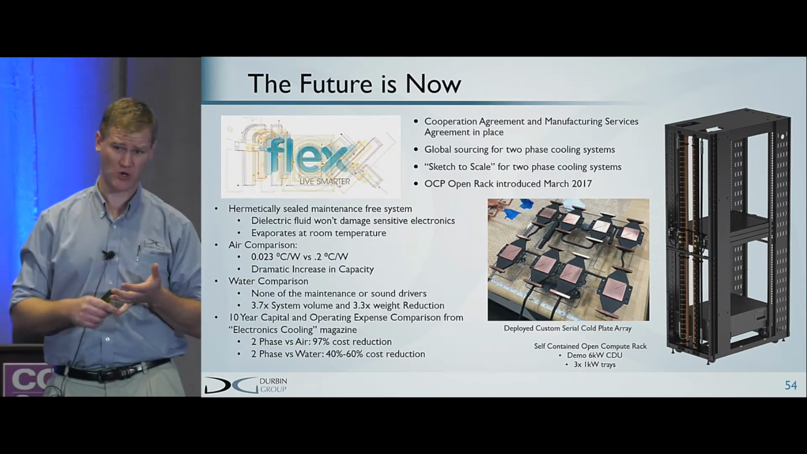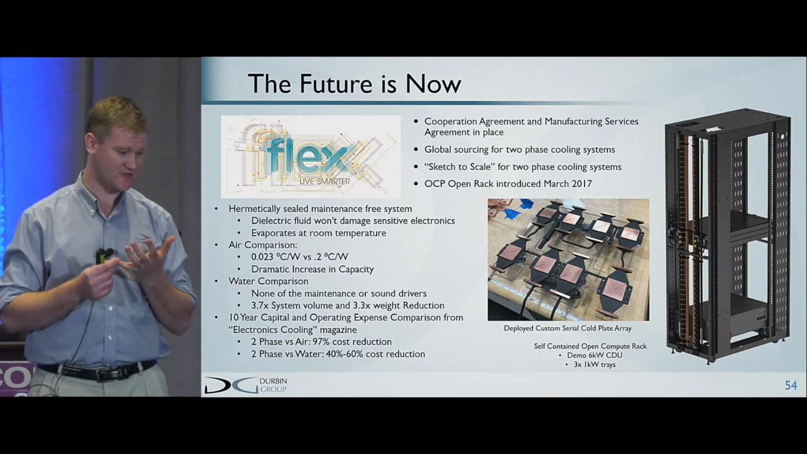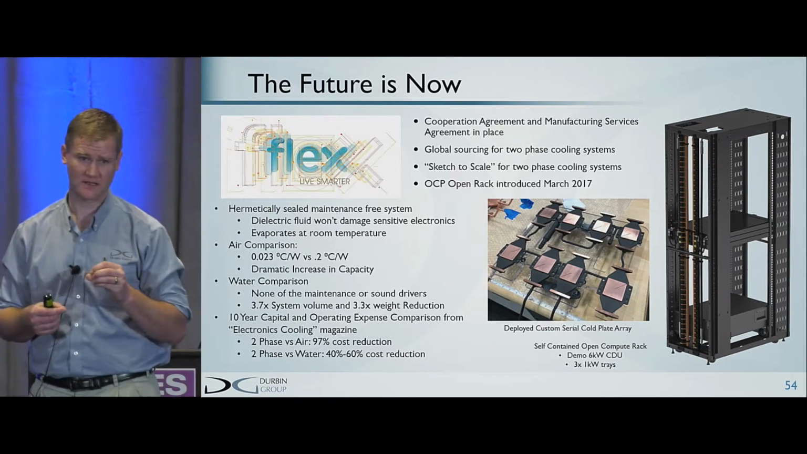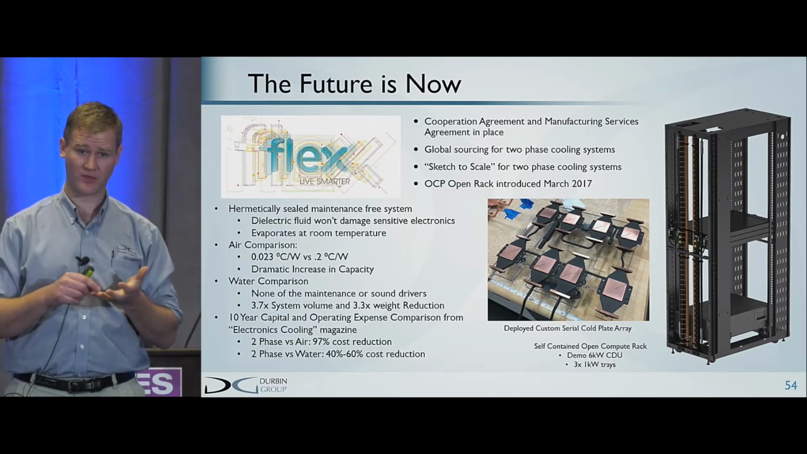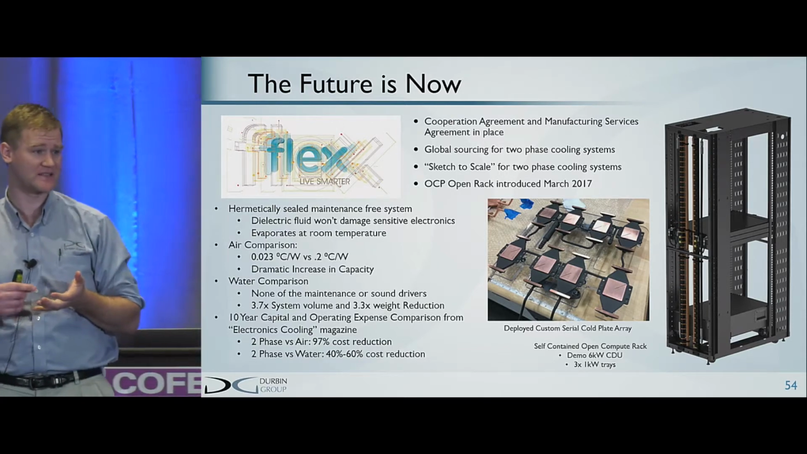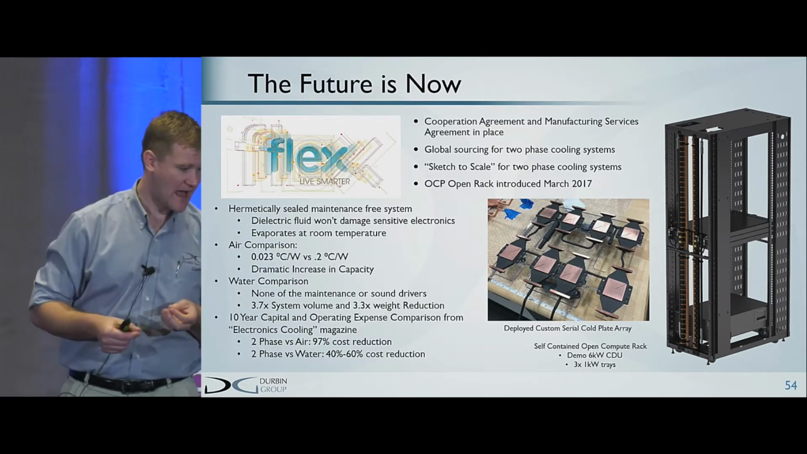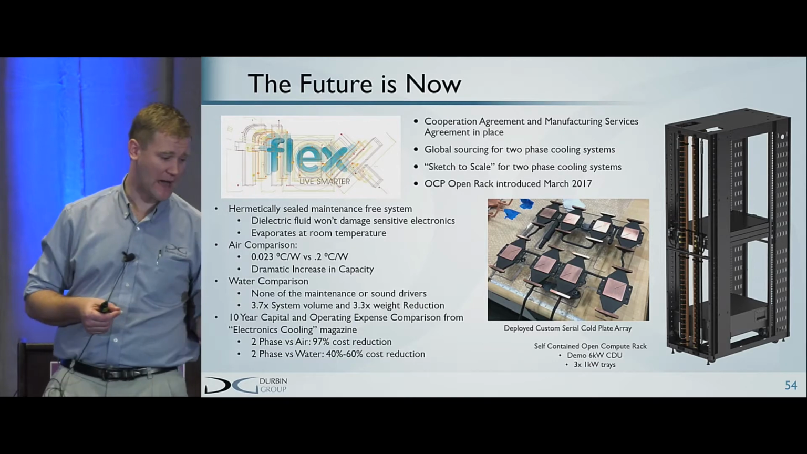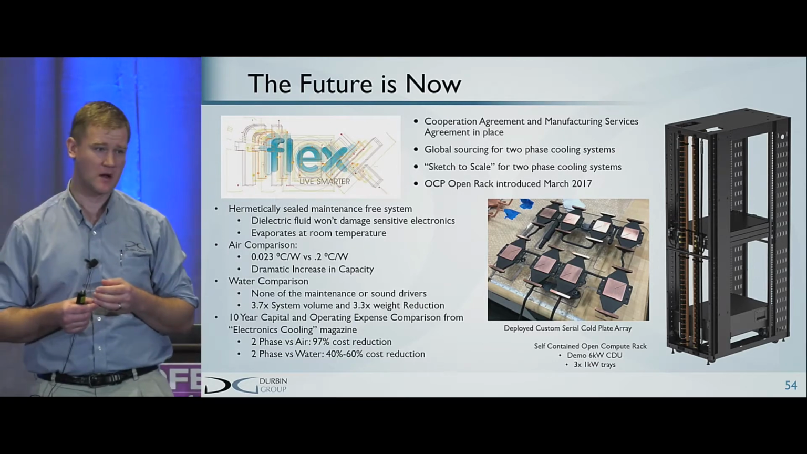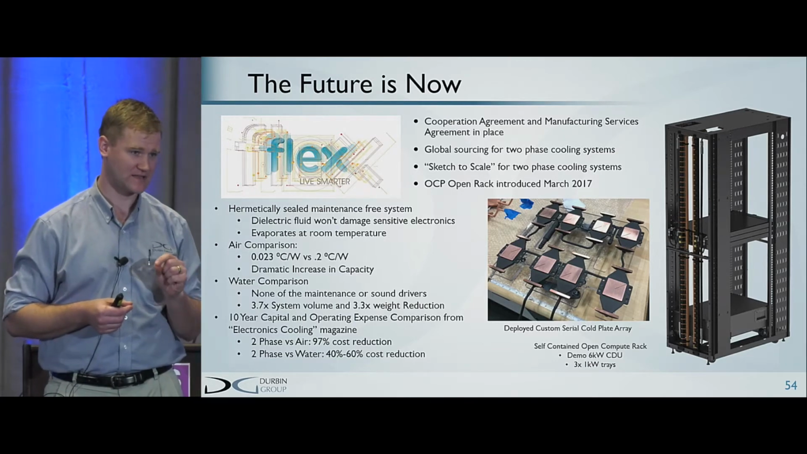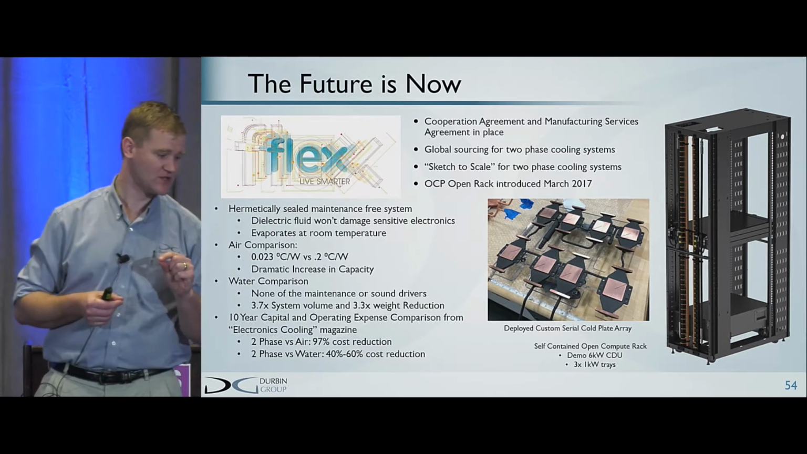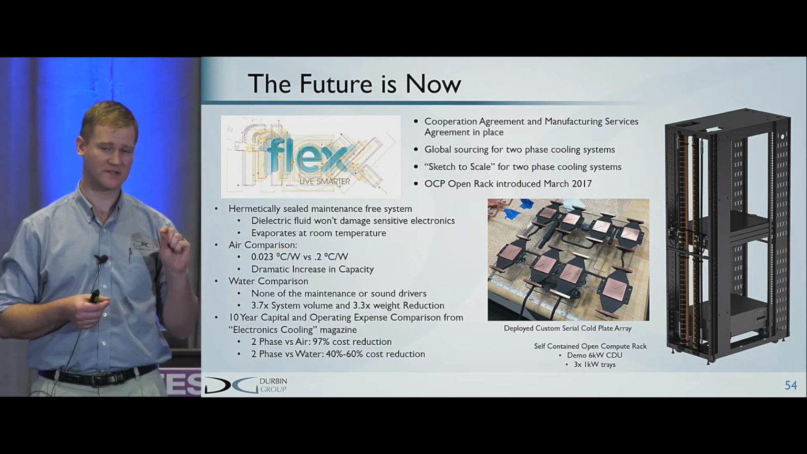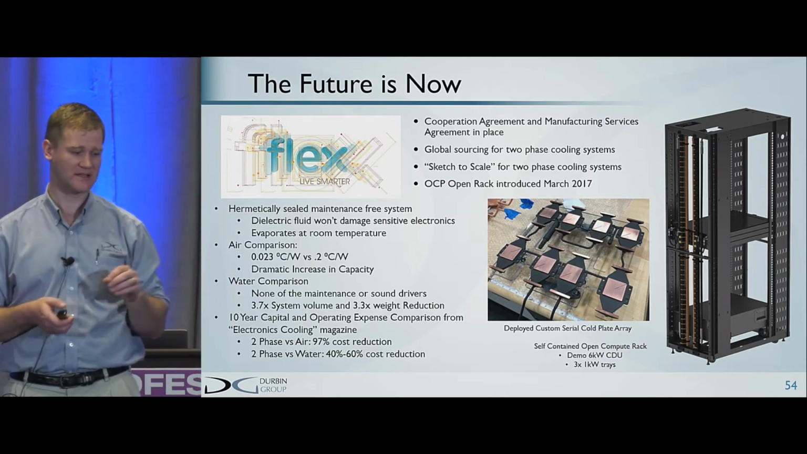you get from air, you get 2 orders of magnitude decrease in your thermal resistance. Over water, you get a 3 to 4 times decrease in system volume and system weight. And not only that, here's the kicker, it makes good business sense. 10-year capital and operating expense comparisons put it at 97% less. It costs 97% less to use a two-phase cooling solution over typical air systems.